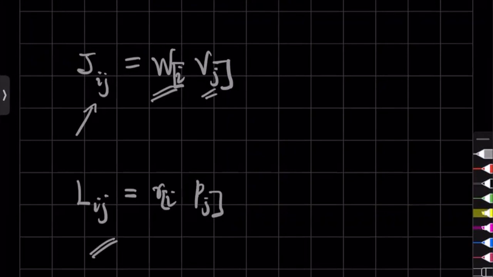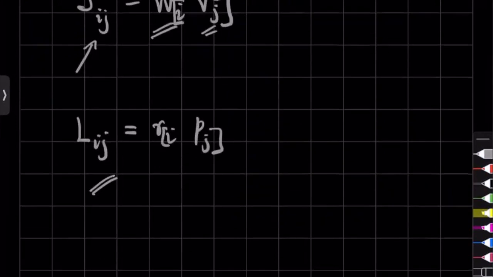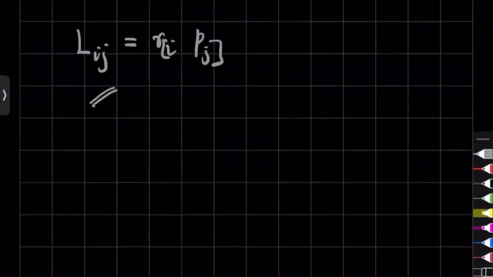3. Right. So do you know what L_ij is? If R_i is position and P_j is momentum, it's angular momentum. Yeah, but angular momentum is a vector. But we have a tensor here. How do I make this into a vector, Saif? You'd have to contract out one of the indices. Who should I contract it with? Not sure.